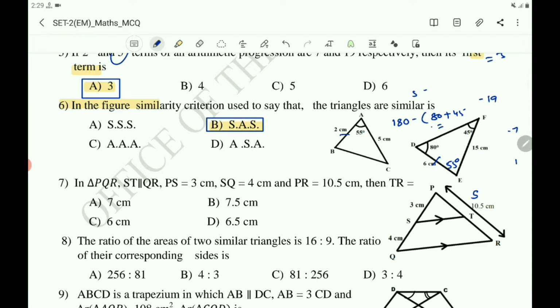Then you take the next question, question number 7. In triangle PQR, ST is parallel to QR, PS equals 3 cm, SQ equals 4 cm, and PR equals 10.5 cm. Then TR equals? Here, what is given?